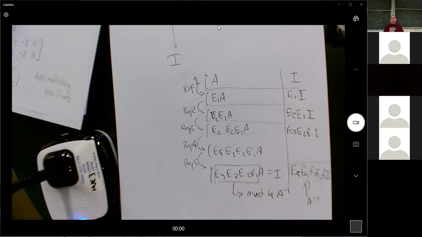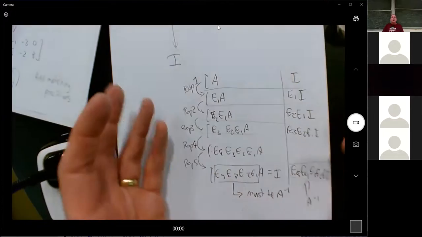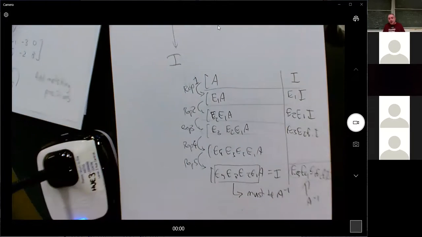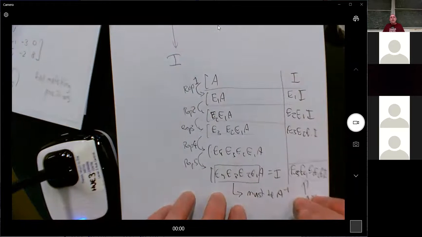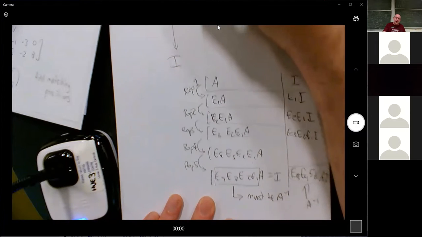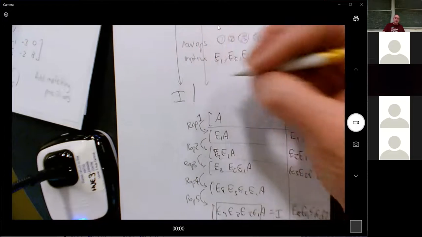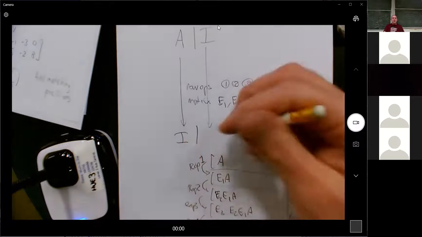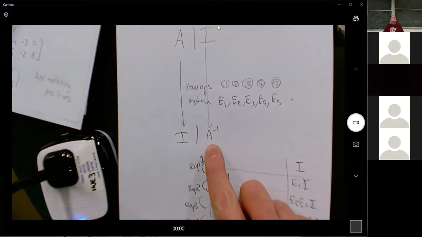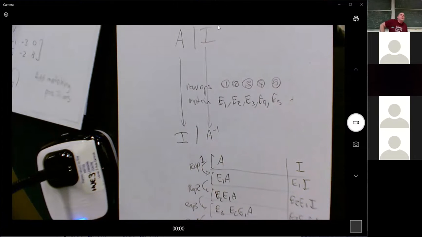So what this proves, elementary matrices are capable of proving. This doesn't usually count as a proof. You would have to put lots more words in. But this proves that the process of starting with A and I and row reducing until this side becomes the identity will mean that by the time you get there, this will be the inverse. And this is the gold standard way of finding matrix inverses.